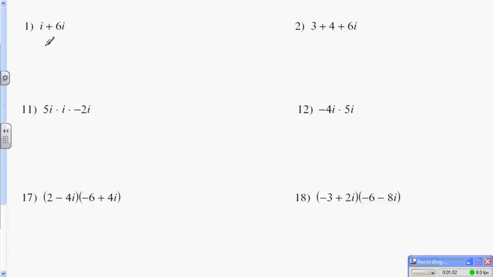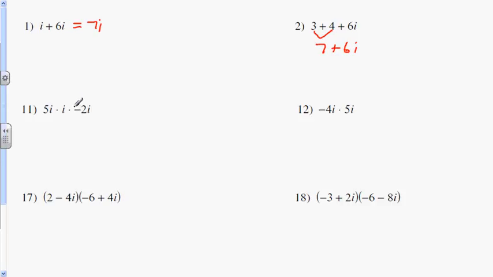Again, I stated before that i would be considered like a variable, not that it's unknown, but you would approach it in terms of deciding if things are like terms the way you would variables. So here we have an i and a 6i, they're being added. When we add and subtract, we must combine like terms only. These are like terms. So this is 7i. The next one, 3, 4, and 6i. Again, 3 and 4 do not have an i, so they are like terms. That is 7 plus 6i.